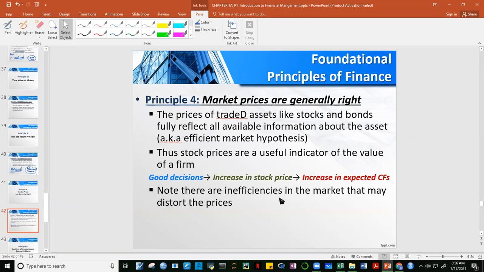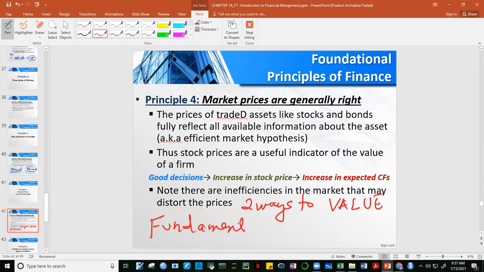However, guys, alam naman natin na may mga inefficiencies in the market that may distort prices. Which brings us, guys, to this concept na banggit ko to sa kabilang class. There are really two ways, generally dalawang ways, to value stock. Ibig sabihin, to determine the value of the stock. There's this fundamental analysis versus technical analysis.